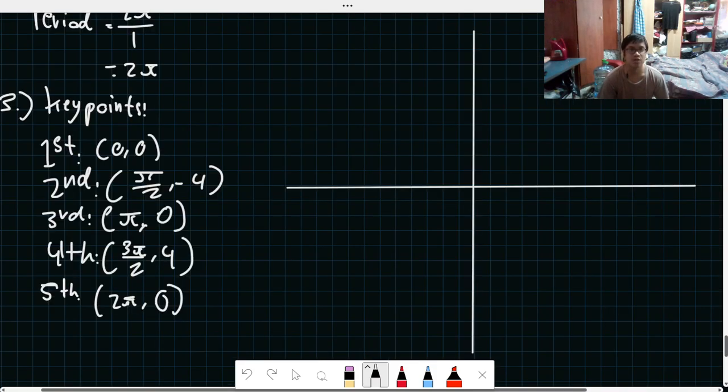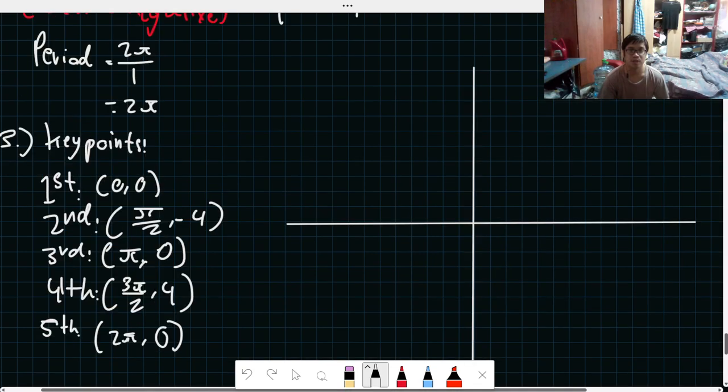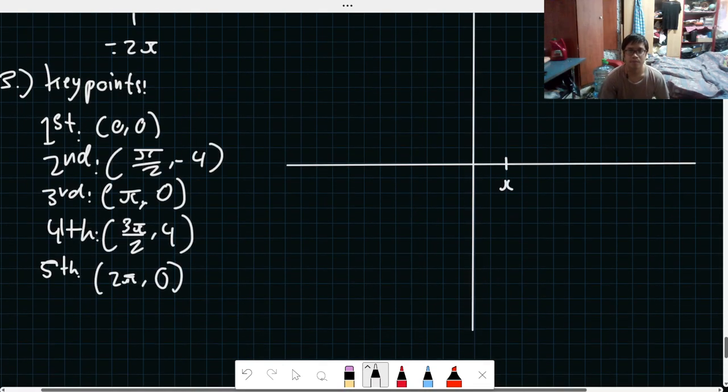All right. So, wait, let me zoom in. So you start at zero. So obviously that's on the origin. So zero plus pi all over two, it's simply here. Hold on. It's pi all over two.